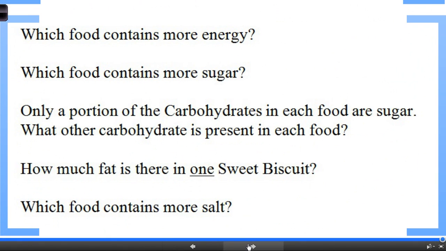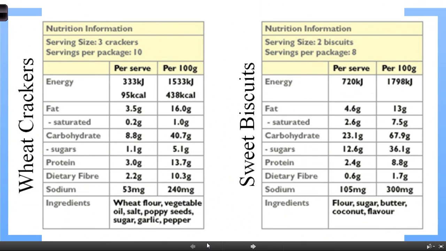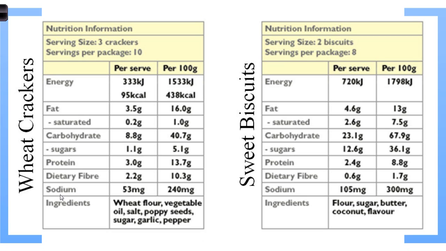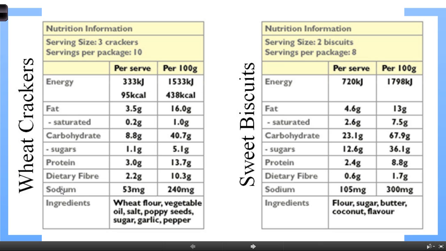Which food contains more salt? And this is something you should be aware of. Sodium is basically another term for salt. The normal salt that we would eat is technically sodium chloride. But often they measure the amount of sodium in a food as a measure of how much sodium chloride is in there. So the sodium here tells us how much salt is in there.